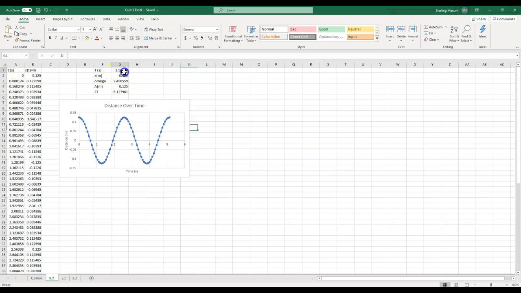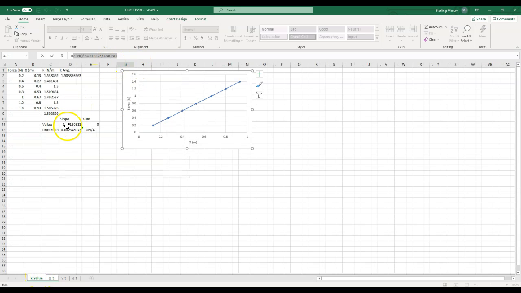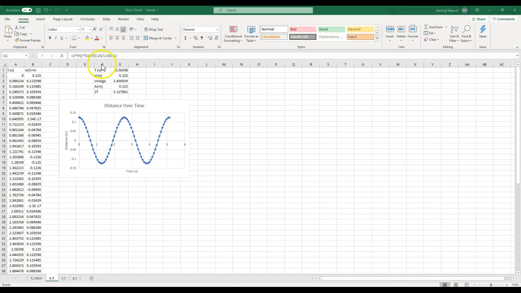I've got my period in seconds, which I just used the answer I got for the k value, that 1.50131 right there. Yeah, so I used 2 pi times the square root of the mass over the k value, which is the equation for period. And then I have 0.125 meters as the max distance because we were given 125 millimeters.